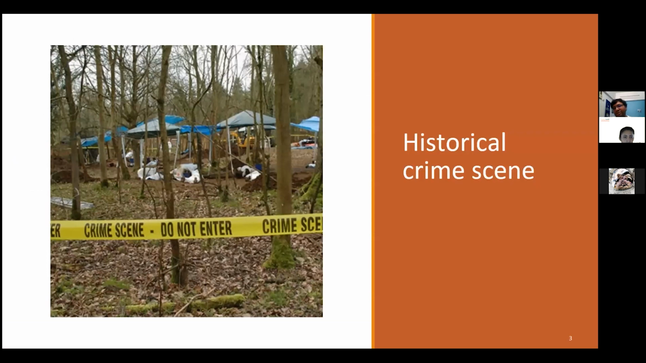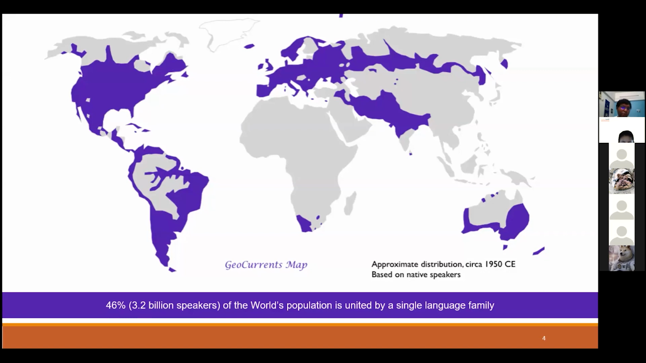An important point here is to know that this is like a historical crime scene. We will never know for 100% sure what happened, but we can get a fair estimate of what would have happened. So one thing to know is around 46% of the world's population is united by a single language family. Again, from Sinhalese to Marathi to Bengali to Persian to all Scandinavian languages, all Germanic languages, your Latin, your Spanish language, all are kind of united by a single language family.